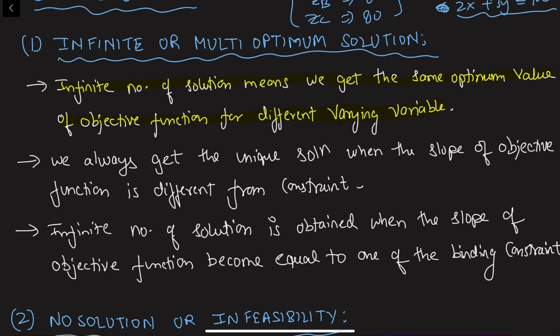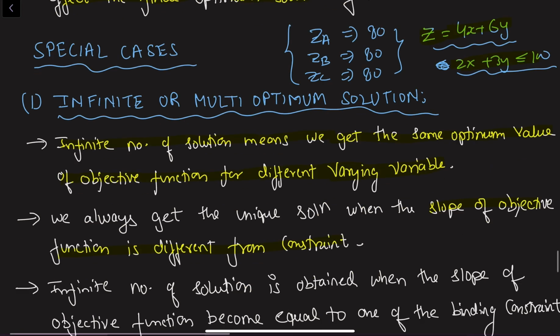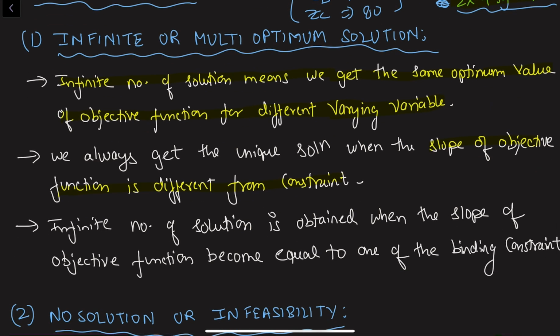We always get a unique solution when the slope of the objective function is different from my constraint. If the slope of the objective function and the constraint is different, you will get a unique solution. But if the slope is the same, then you will get infinite solutions. An infinite number of solutions is obtained when the slope of the objective function becomes equal to one of the binding constraints. So that is how you will get the infinite multi-optimum solution.